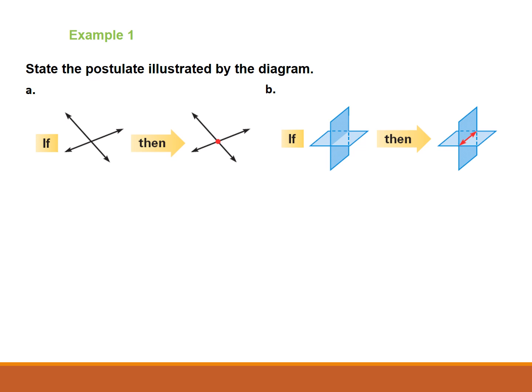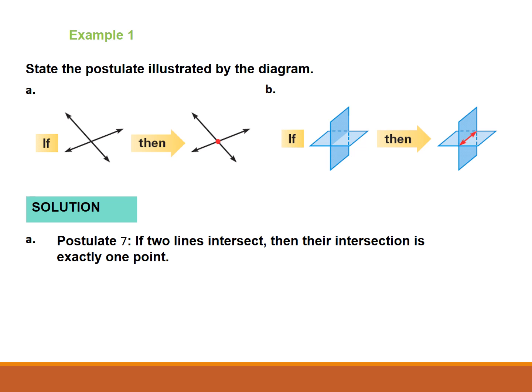Okay, so now, here are 2 examples. You have to state the postulate illustrated by the diagram. Notice in the first one, you are starting out with 2 lines intersecting. Then in the second, the intersection is showing a point. So which postulate is that? If 2 lines intersect, then their intersection is exactly 1 point.